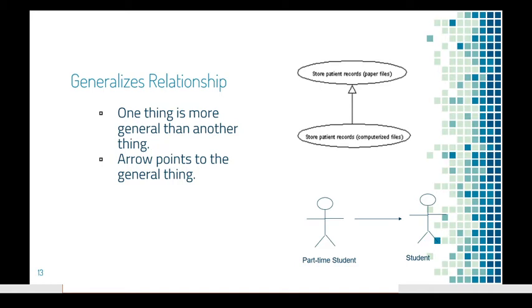So for example, this one, store patient records, paper files. This is store patient records in computerized files. So store patient records, paper files is the general one for store patient records, which is computerized files. And for this one, part-time student in general is a student. So that is the generalizes relationship where one thing is more general than the other thing. So the arrow points to the general one. That's why we have it like here and here.